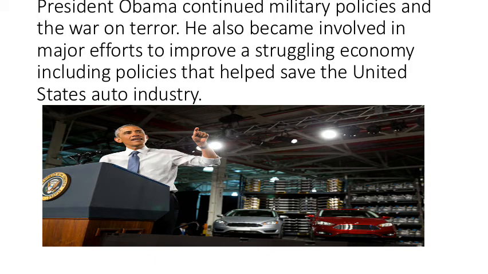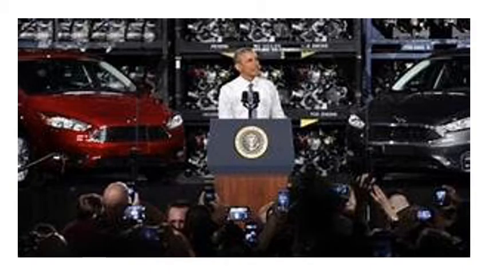One of the biggest decisions he made was to help the struggling auto industry. So he was very interested in domestic issues too, in addition to the war on terror. But he was still very concerned with terrorism. He's certainly given much credit for helping to save the auto industry, and was very popular in states where automobiles were manufactured.